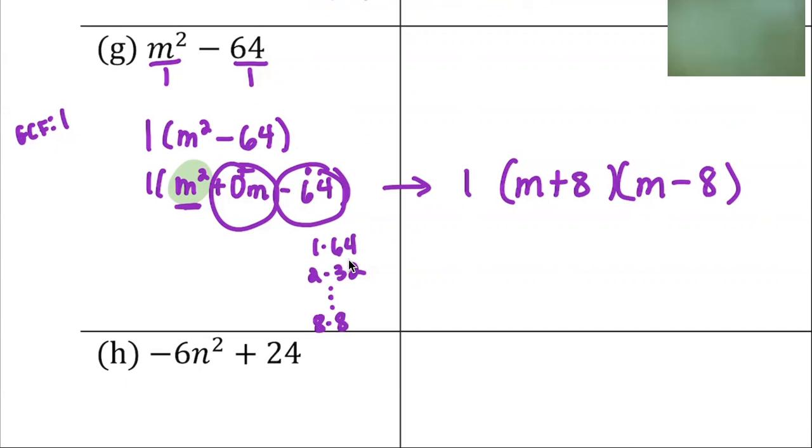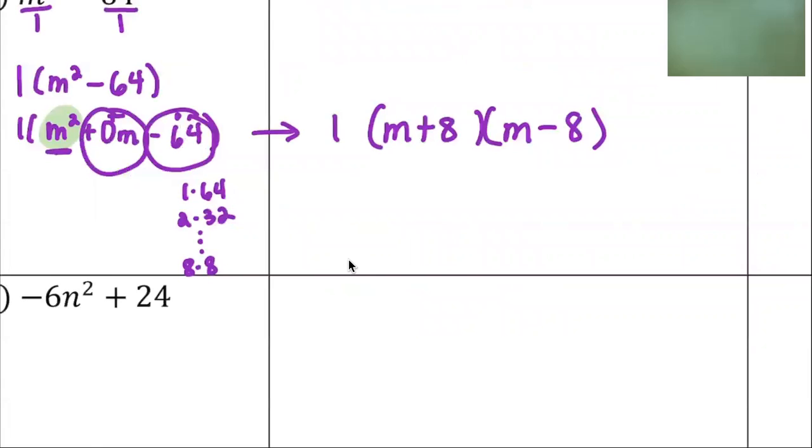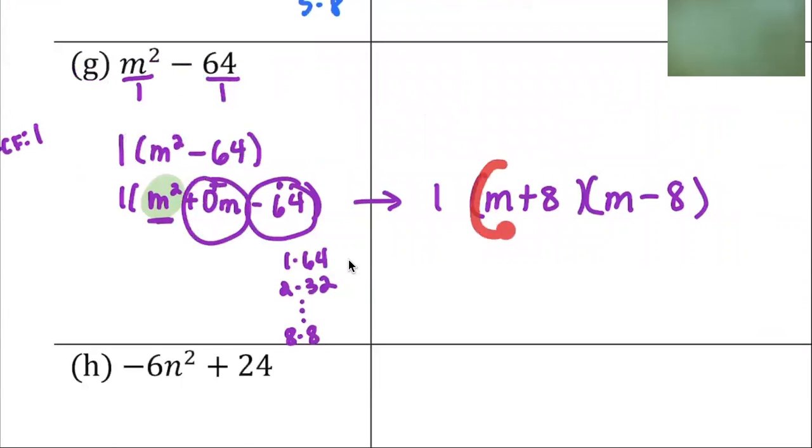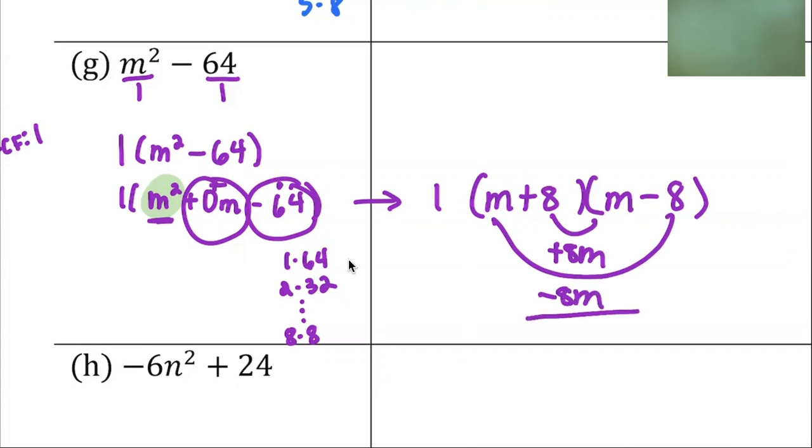Now, before I circle my final answer, we do want to check. If I do my first term here, m times m gets me m squared, that works. 8 times negative 8 gets me negative 64. And if I check my middle terms, 8 times m is a positive 8m. M times negative 8 is a negative 8m. And those at the end of the day add together to be 0m, which means this is my final answer.